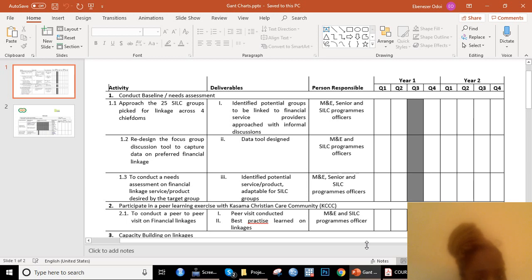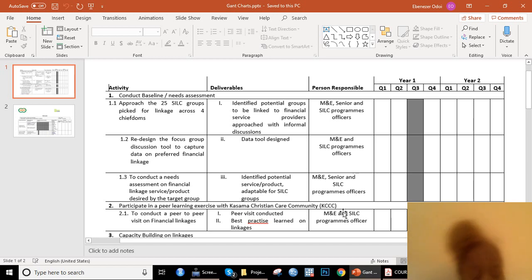So we've been given an example here where it shows activities in the first column, deliverables in the second column, the person responsible in the third column, and within the fourth column there are specified times according to quarters, with 2 years put in, because this is what this project wanted to deliver.